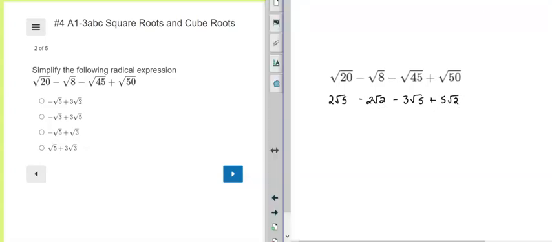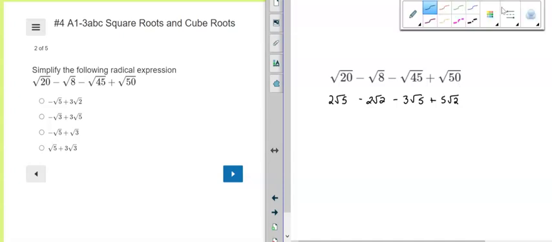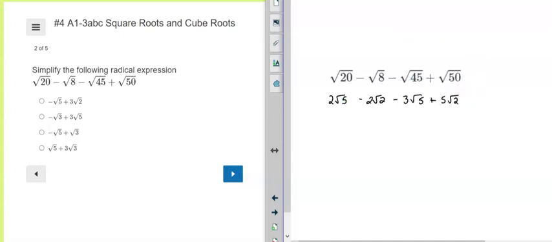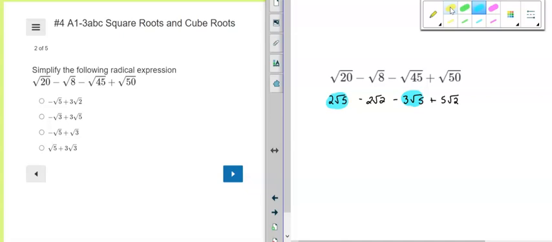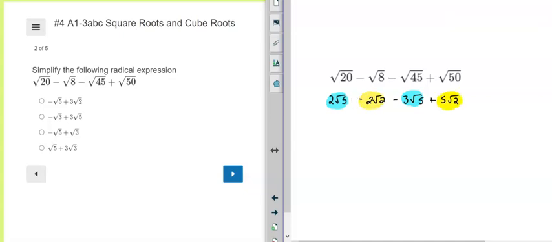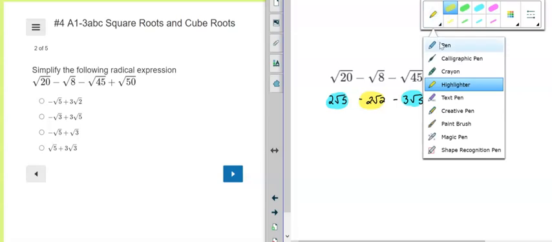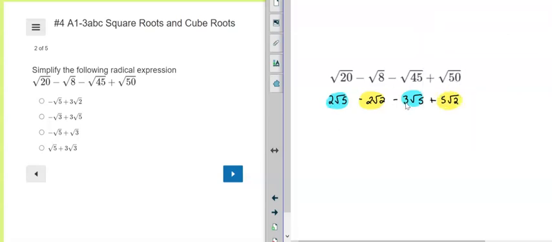Now that I've simplified all of them, we can only put the like radicals together. So what that means is square root of 5's go together, and then square root of 2's go together. Okay, so we're just going to combine like terms. So this is going to be 2 minus 3, which is negative 1 square root of 5. Okay, and then negative 2 plus 5 is positive 3 square root of 2. So this is going to be negative 1. I can just say that's negative square root of 5 plus 3 square root of 2.